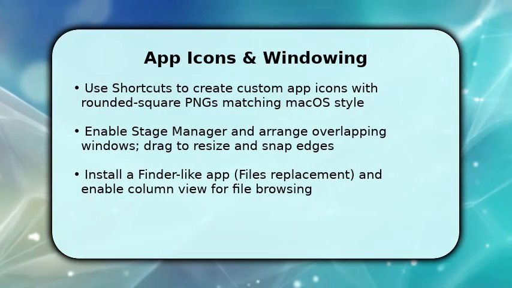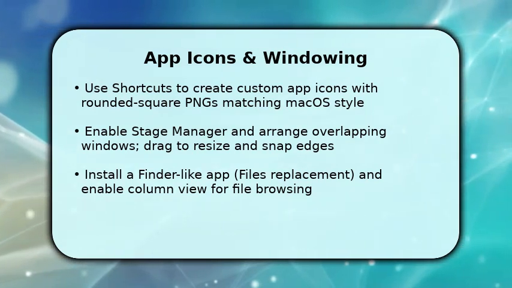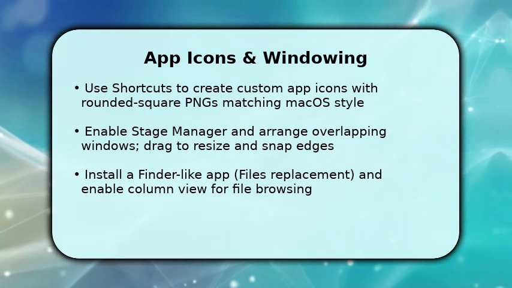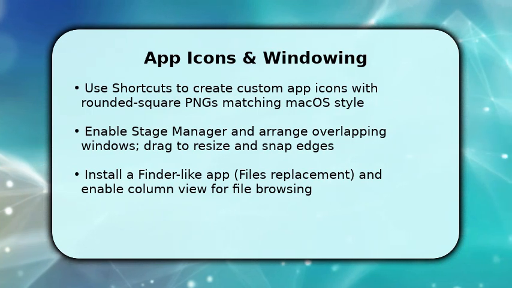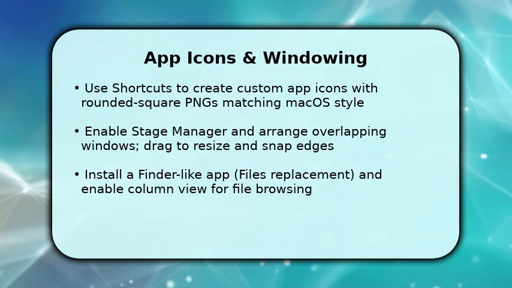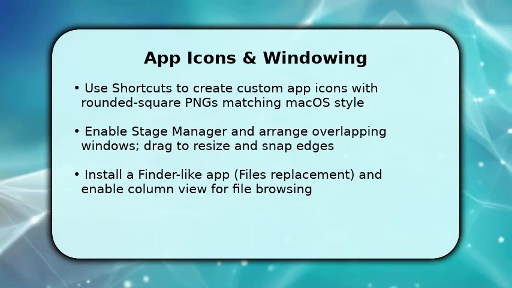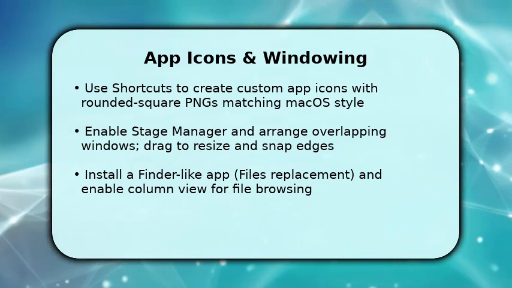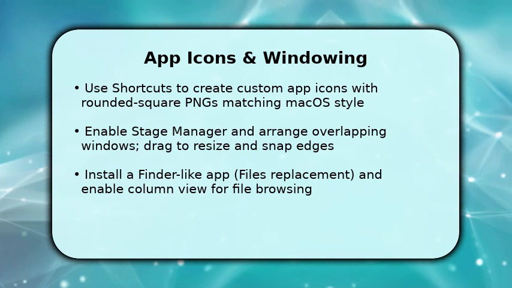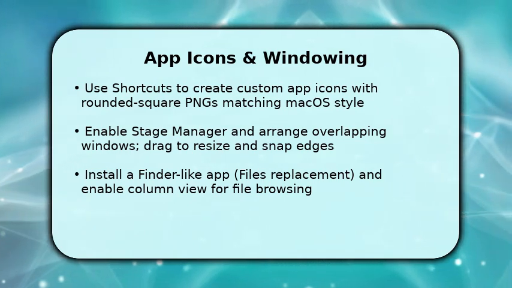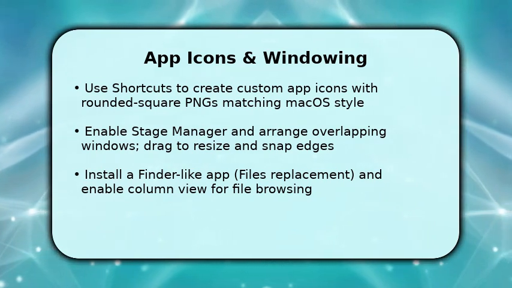Now you convert the interface. Replace icons using the Shortcuts app to create custom rounded square PNGs that match macOS styling. This gives a unified dock look. Enable Stage Manager to allow overlapping, resizable windows, drag corners to mimic macOS window resizing, and snap edges to replicate desktop tiling. Install a Finder-style file manager and switch to column view so file navigation feels native. Make sure to name custom icons clearly. Consistent labeling makes the experience coherent as you continue to refine visuals and behavior.